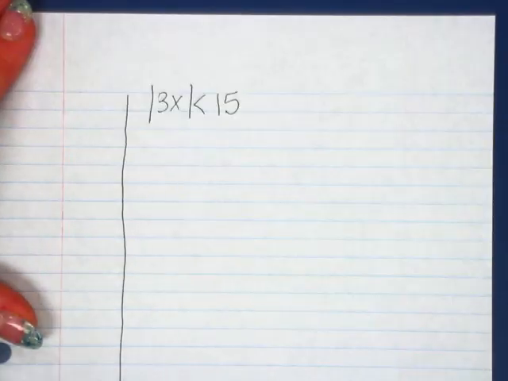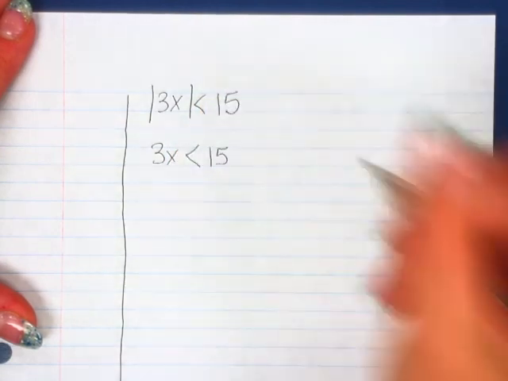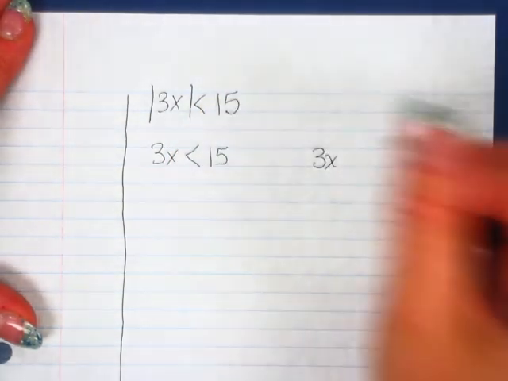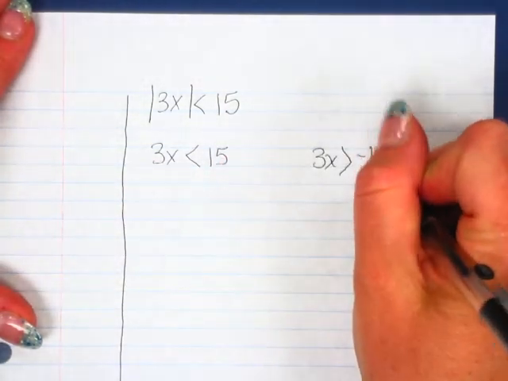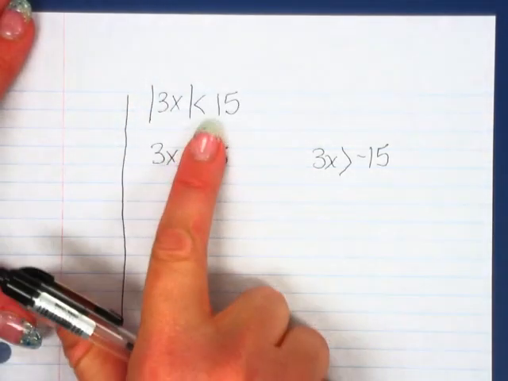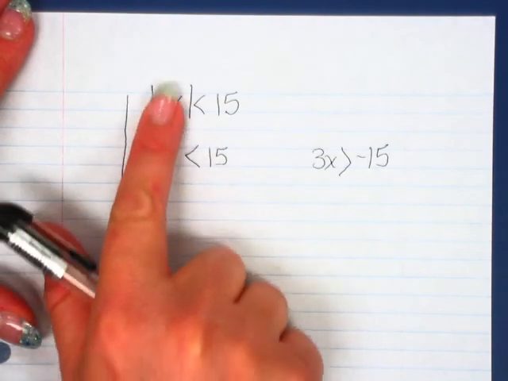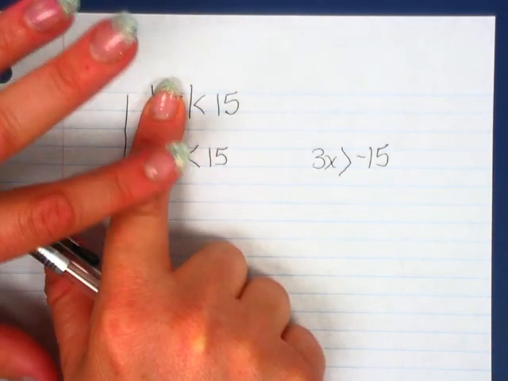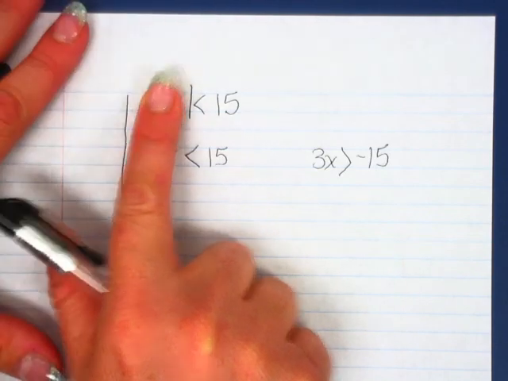Now we're looking at the absolute value of 3x is less than 15. Going back to our steps, we rewrite it without the absolute value, flip the inequality, and change the sign, so the positive 15 becomes a negative 15. Think of it like the equal sign: to get 15 as my answer, I can put in a 15 or a negative 15. Either way I get that answer.